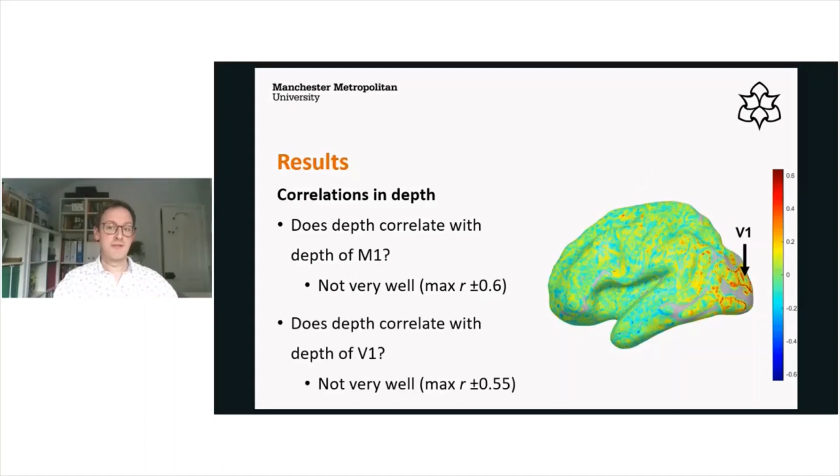What about the primary visual cortex? Again, not particularly well. Again, there are clusters of high correlation around that seed region, but away from the seed region, not so good.